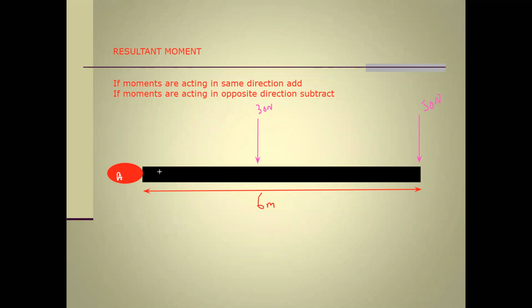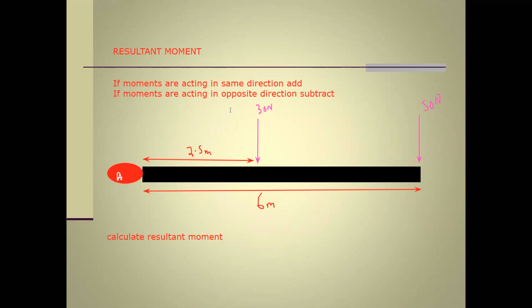And the force of 30 newtons is acting at a distance of 2.5 meters. So two forces are acting in the same direction here. And the question is: calculate the resultant moment. So how can we calculate this resultant moment?